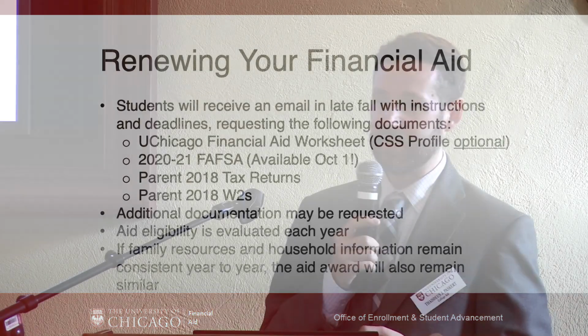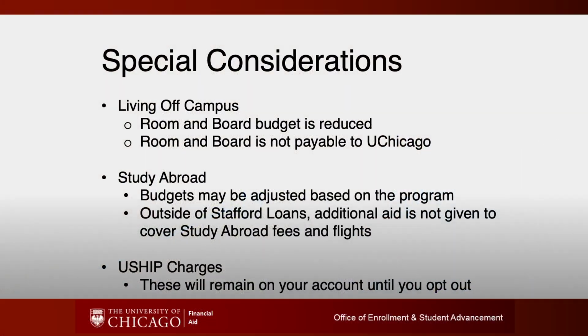Again, aid eligibility is reevaluated every year, so as family finances can change from year to year, household sizes can change from year to year, aid can change from year to year. But as I mentioned, generally, if everything stays relatively consistent, that aid package is going to remain relatively consistent. So we do make some special considerations in regards to students' aid determinations.